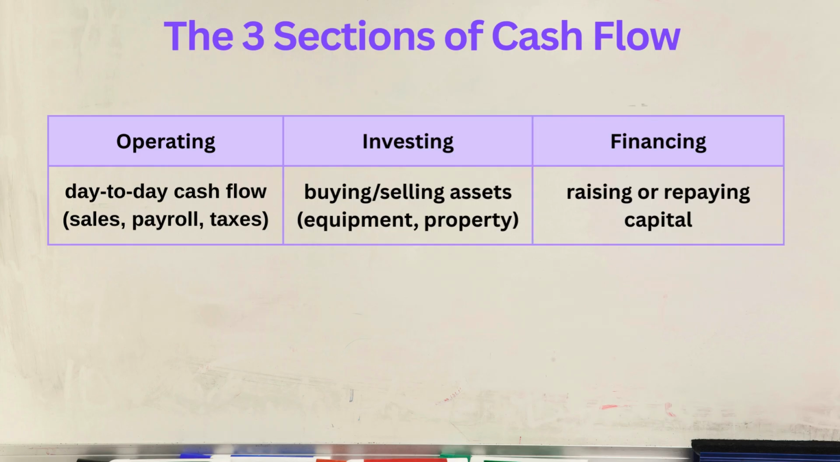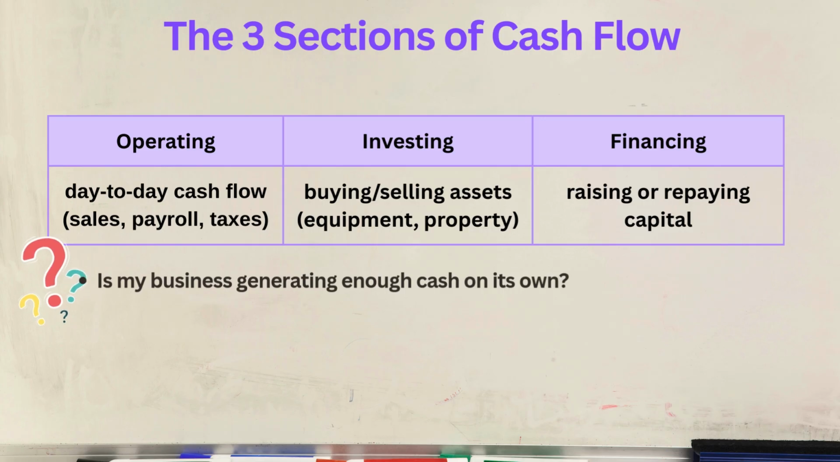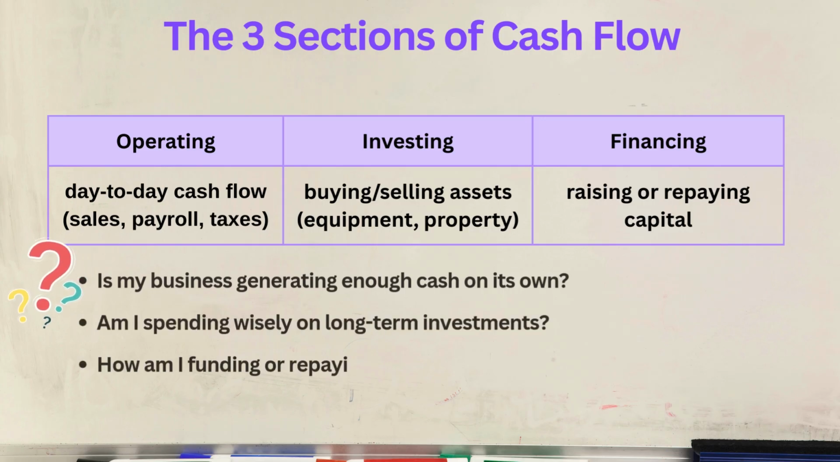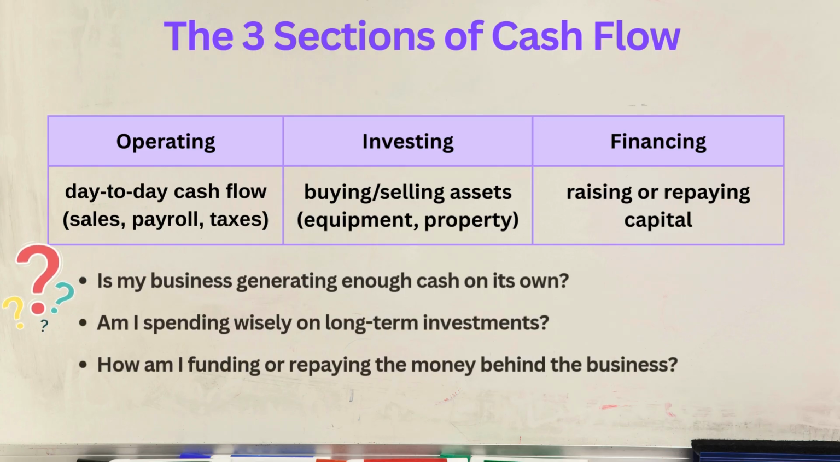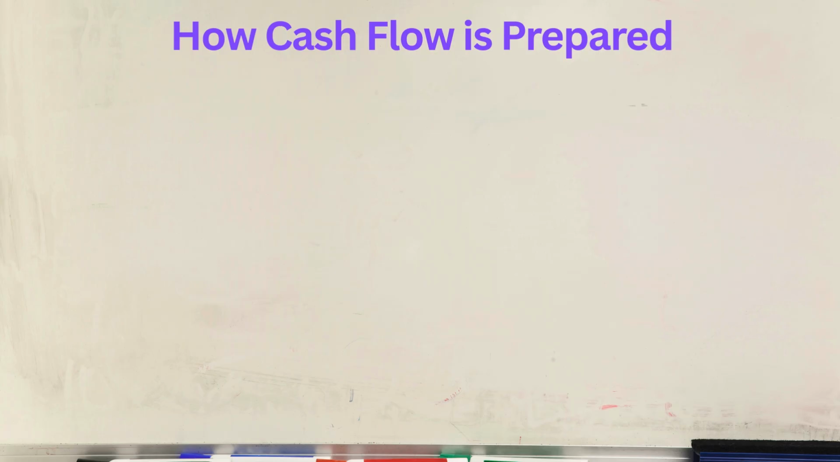So when you put it all together, these three sections answer three critical questions. Is my business generating enough cash on its own? Am I spending wisely on long-term investments? How am I funding or repaying the money behind the business? Looking at all three helps you see not just how much cash you have, but whether your business is healthy and sustainable.